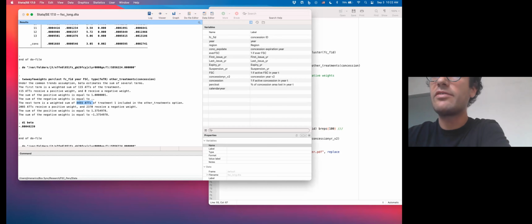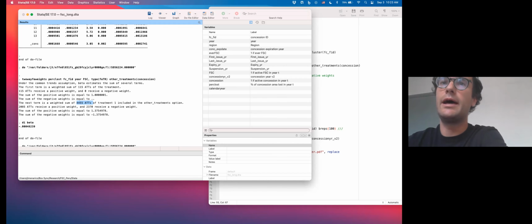Okay, so then there was a second question about clustering. Yeah, so you have a cluster option, exactly like you said, where you can specify the level at which you want the bootstrap to be clustered.